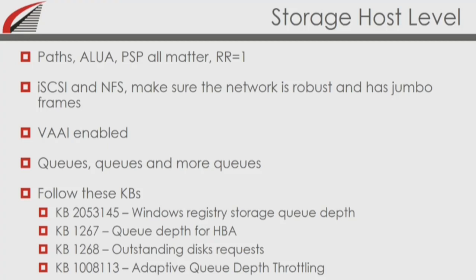And adaptive queue throttling. The good thing about this one is if your storage system is backing up, having this flag set properly, the ESXi host will slow down its requests to the storage system, so it's not going to oversaturate your storage system. That one's also very key to enable. It's off by default.